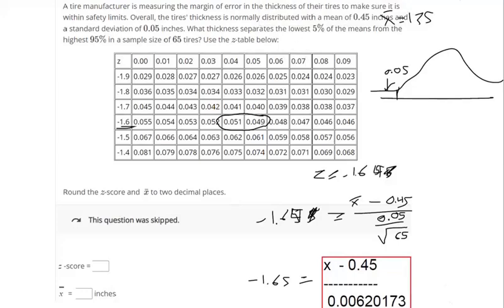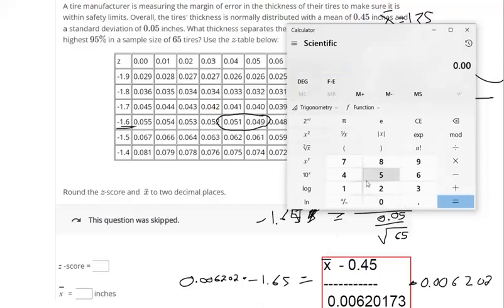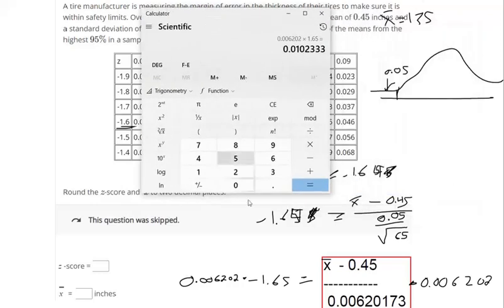Okay, so if I'm trying to get x bar by itself in this problem, I need to get this out of the denominator. So same step as last time. I want to multiply by the denominator. 0.00620, I'll round there. I want to multiply this to both sides of my equation. Okay, so if I do that, 0.06202 times negative 1.65, that's negative 0.0102. I'm running out of room.